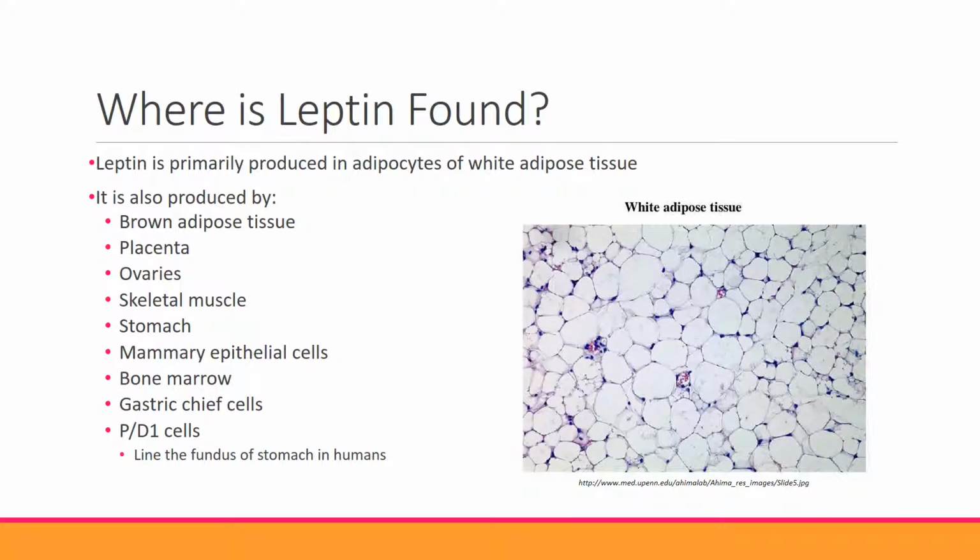So where is leptin found? It is primarily produced in the adipocytes of white adipose tissue, but it's also produced in several other places in the body, including brown adipose tissue, the placenta, ovaries, skeletal muscle, the stomach, mammary epithelial cells, bone marrow, gastric chief cells, and the P/D1 cells, which line the fundus of the stomach in humans.